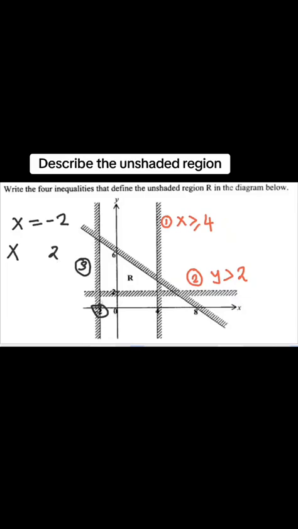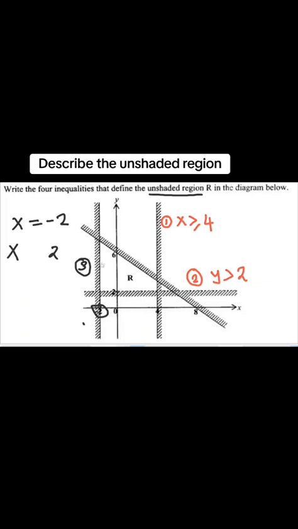Now, what is the shaded part? The shaded part is this side as we go on the left hand side. Then the unshaded part is on the right hand side. We need to describe the unshaded region. In the shaded part, we have numbers that are less than -2, such as -3, -4, -5. Then on the right hand side, going this side now, we have numbers that are greater than -2, such as -1, 0, 1, 2, 3, and so on.